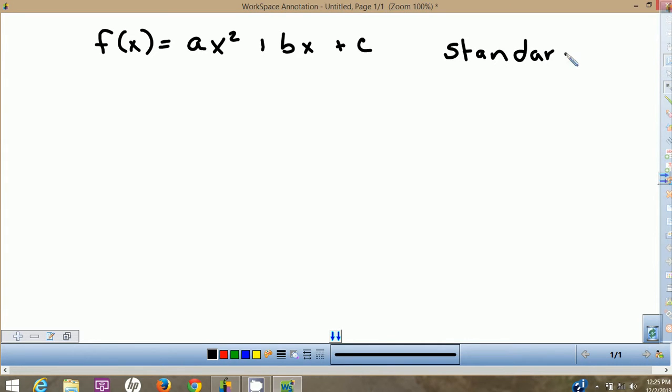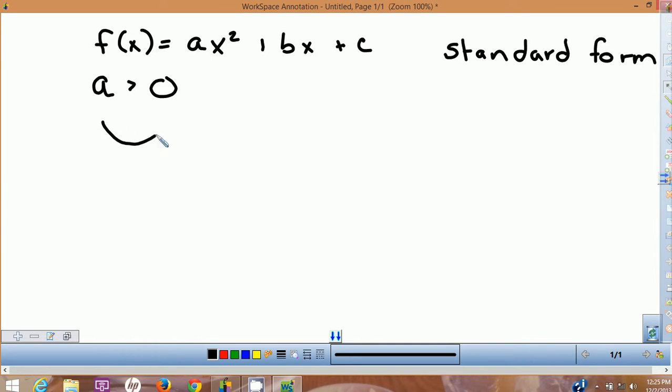And standard form is a little different from vertex form. It has advantages and it has disadvantages. Let's first look at what we can get from standard form that we can get from vertex form without changing anything. First of all, this a value is the same a value that we have in vertex form. If a is greater than 0, we have a smiley face function. If a is less than 0, we have a frowny face function. None of that is any different from vertex form.